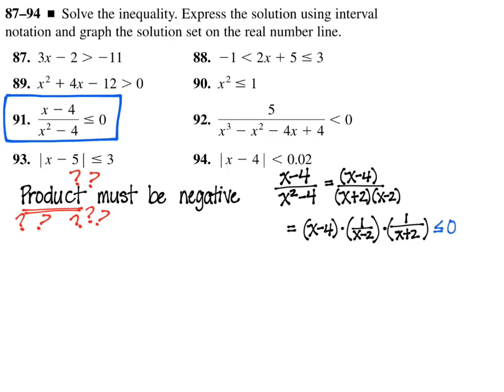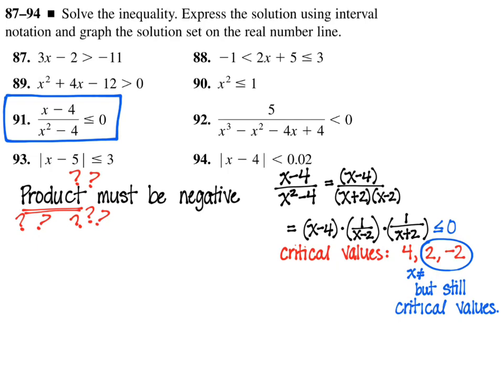So the first thing I'm going to do is look at the critical values. And the critical values are where each one of those products would be 0. Now, at 4, this would be 0. Here you'd say, well, this isn't going to be 0, but the denominator would be. And granted, x can't equal 2 or negative 2, but it still makes those the critical values in the problem.